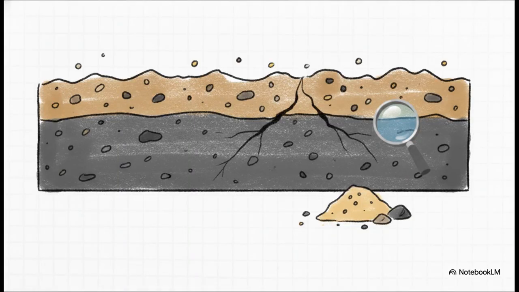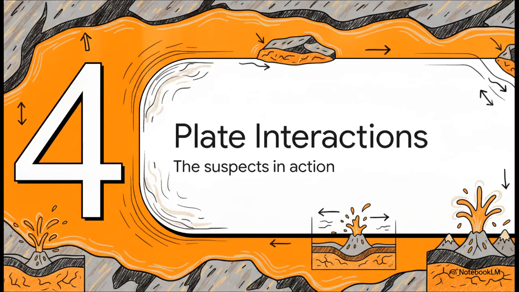That brought us to sediment. Make absolutely sure you know this vocabulary word for the test. Sediment is just the loose Earth materials, sand, dirt, rocks, sitting right on the surface. But beneath that sediment, there is a massive, thick layer of solid bedrock. Getting that distinction down was our crucial key to realizing that entire slabs of solid Earth might actually be in motion. Which leads us to Section 4, how Earth's plates interact, the suspects in action.